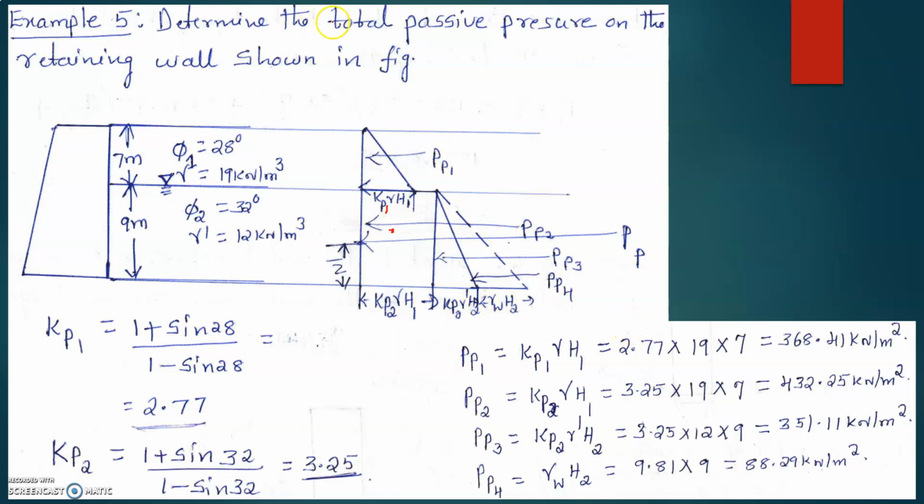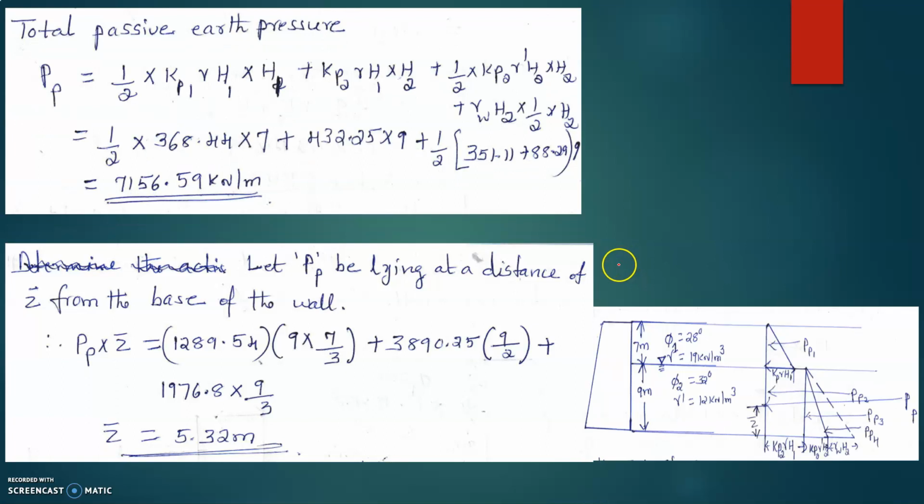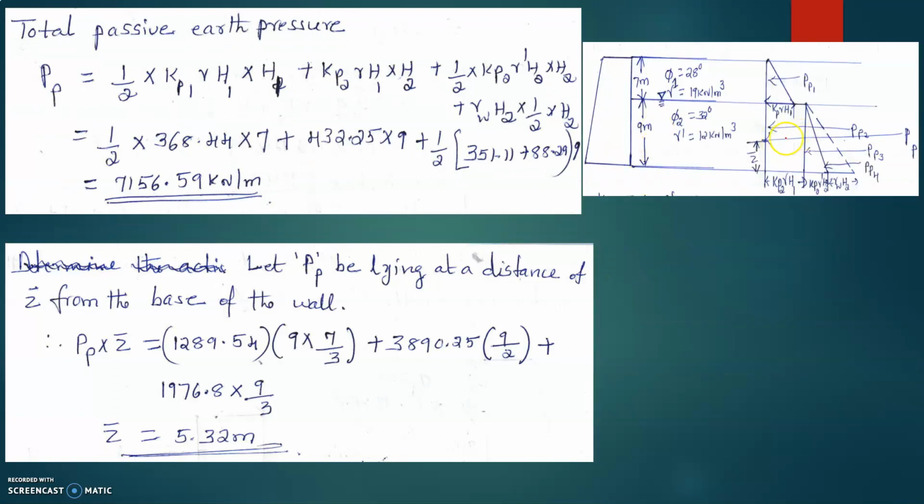Now let us find the total passive pressure, because it is asked to find the total passive pressure. What is the total passive pressure? That is the area of the whole pressure distribution diagram. So let us take that first. So this is the diagram, the same thing I have copied here. The first one is this Pp1, that is half into Kp1 into gamma into H1 into H1. This is a triangle portion, this portion Pp1.